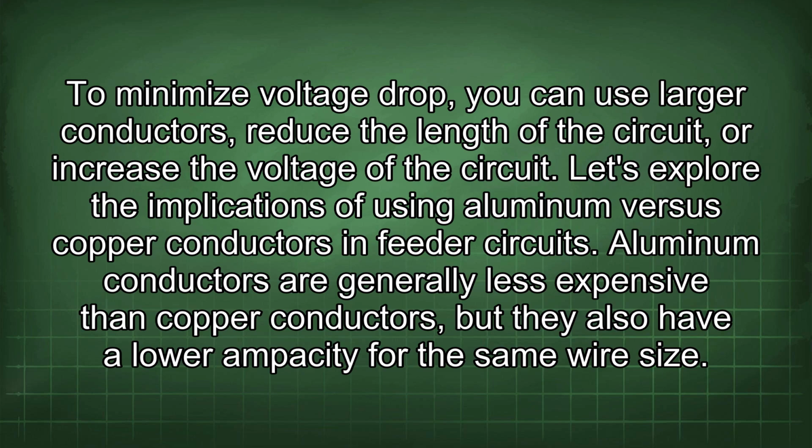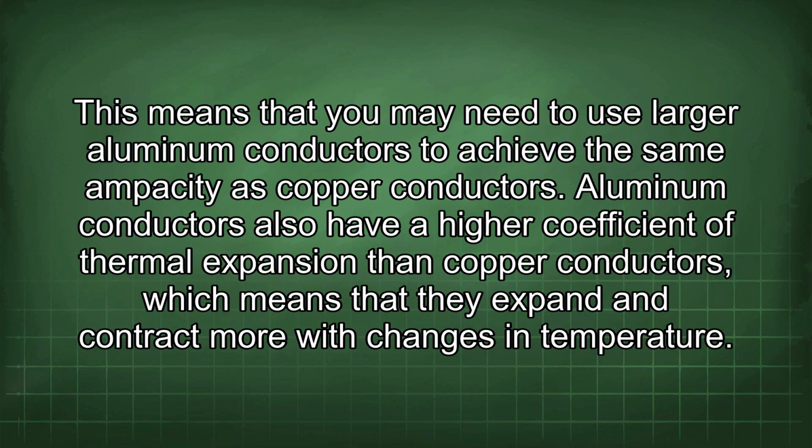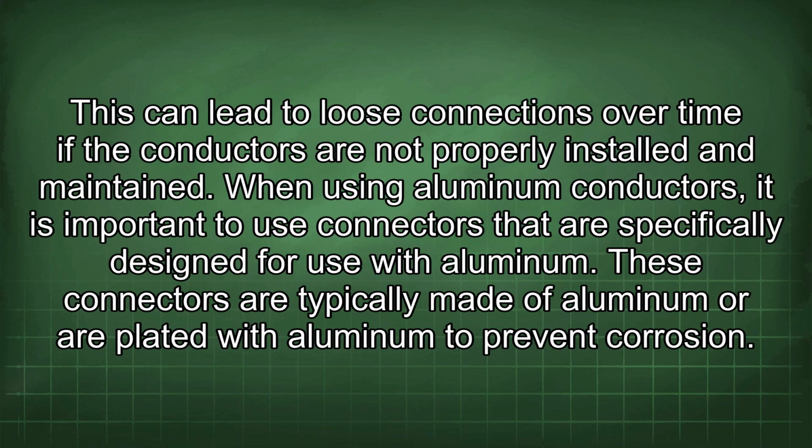Aluminum conductors are generally less expensive than copper conductors, but they also have a lower ampacity for the same wire size. This means that you may need to use larger aluminum conductors to achieve the same ampacity as copper conductors. Aluminum conductors also have a higher coefficient of thermal expansion than copper conductors, which means that they expand and contract more with changes in temperature. This can lead to loose connections over time if the conductors are not properly installed and maintained.